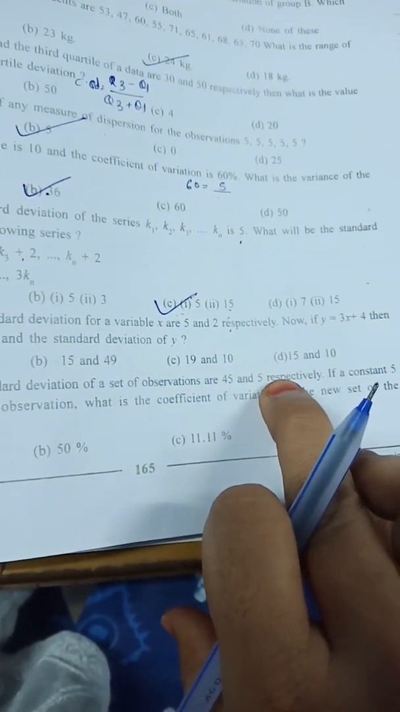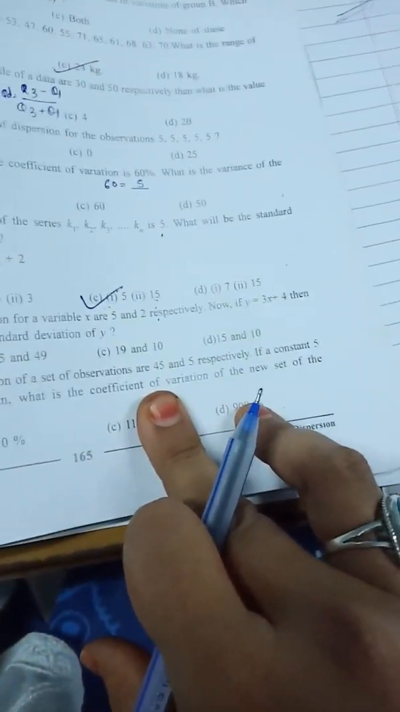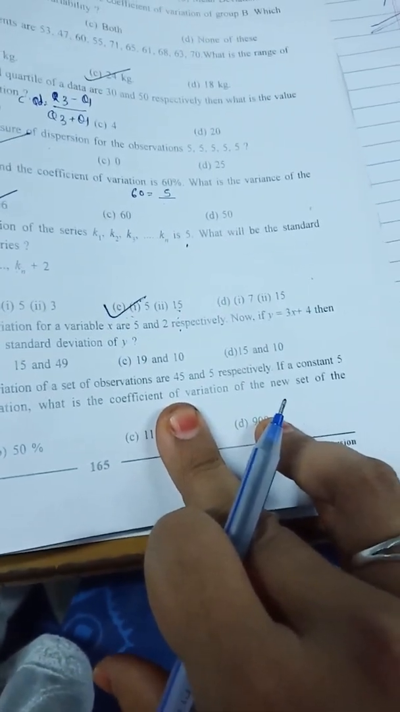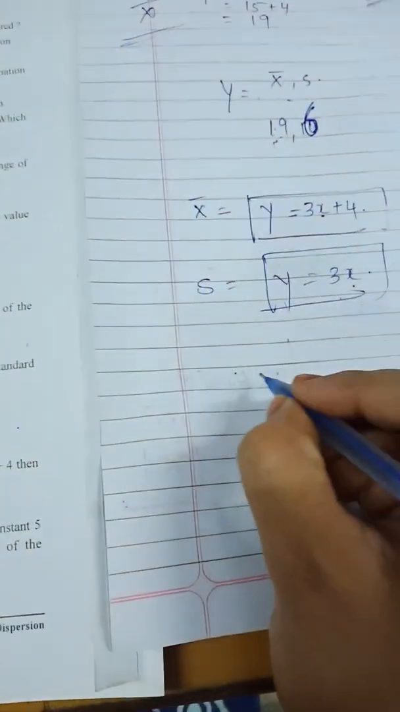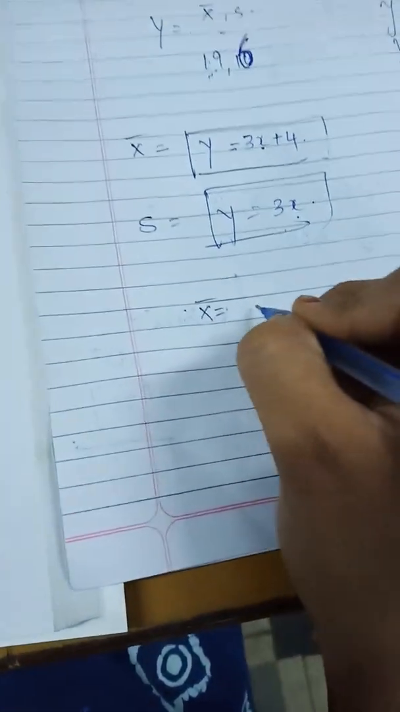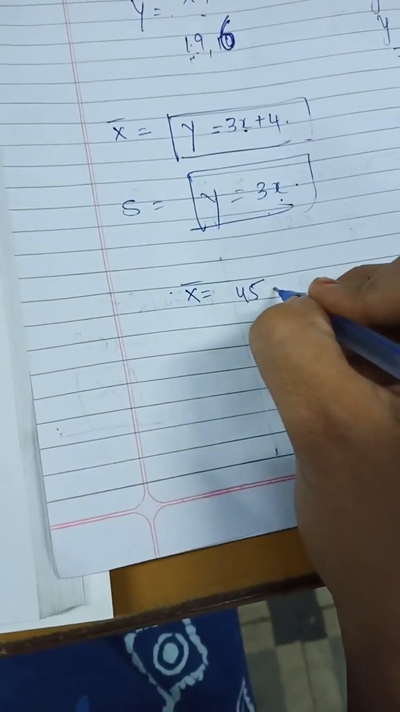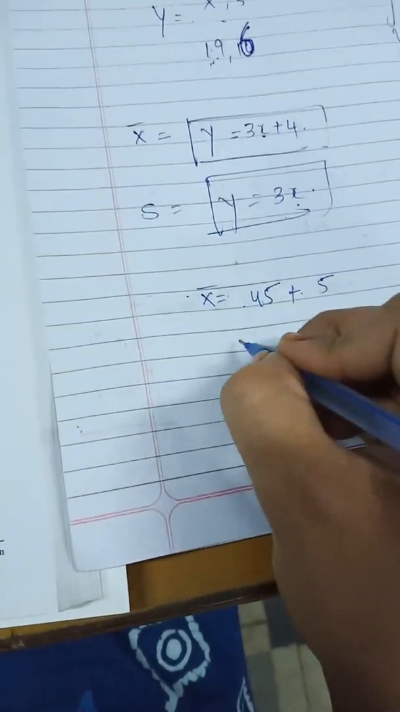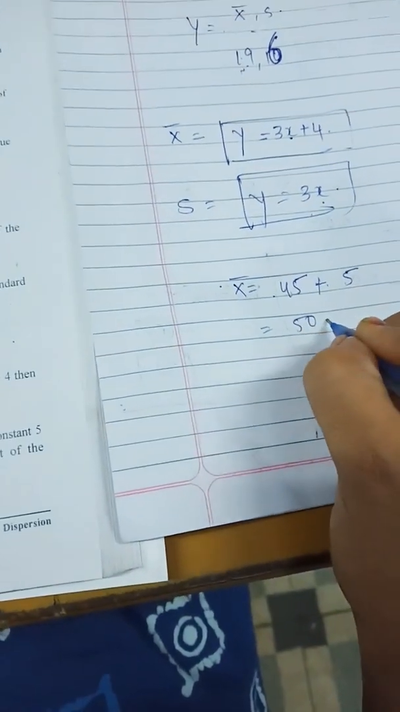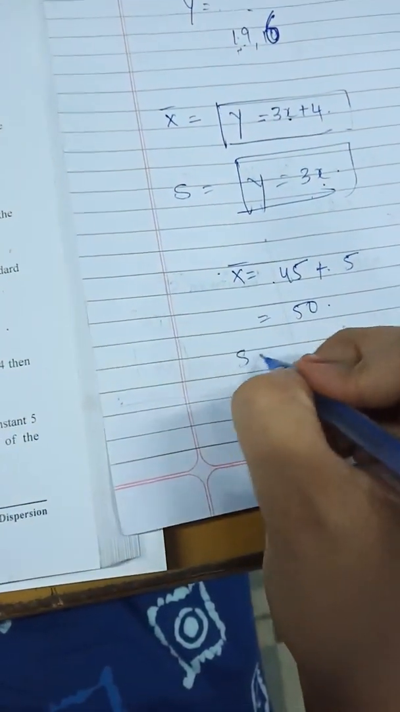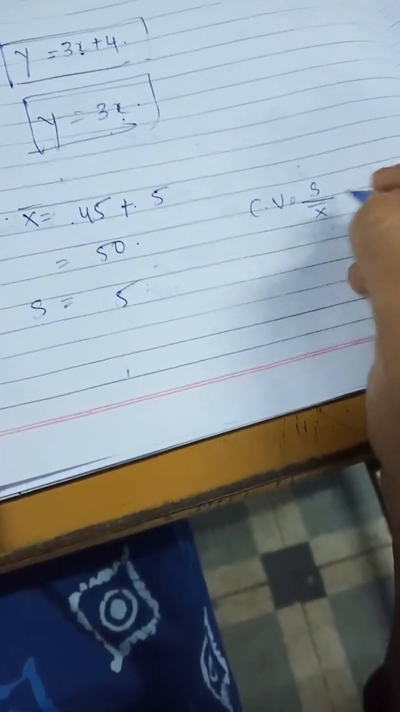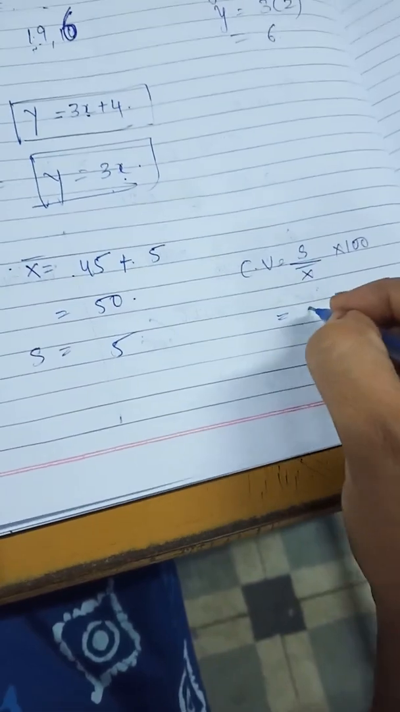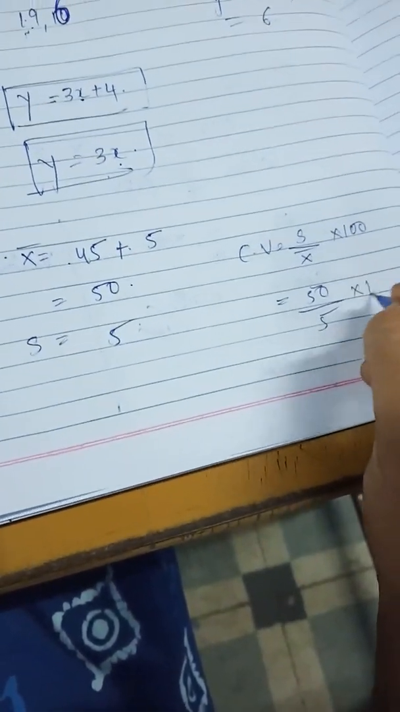And the standard deviation they have given as 5. Now they are asking to find the coefficient of variation, that is CV equals standard deviation divided by mean into 100. So how will you do it? Here the mean they have given is 45, but they are telling that a constant 5 is added to the observations. So the mean will be coming to 50, and the standard deviation they have given is 5. So CV equals standard deviation divided by mean into 100.